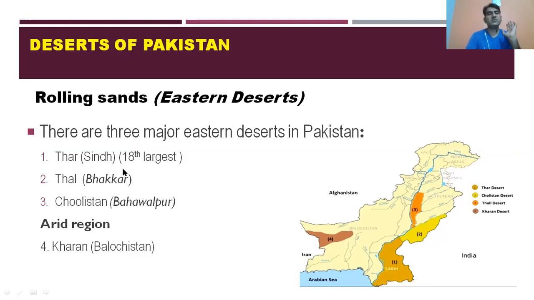The Kharan Desert is quite different from the eastern deserts, Thar and Cholistan, because those are based on sands. But here you will never find sands, because this is based on stones.